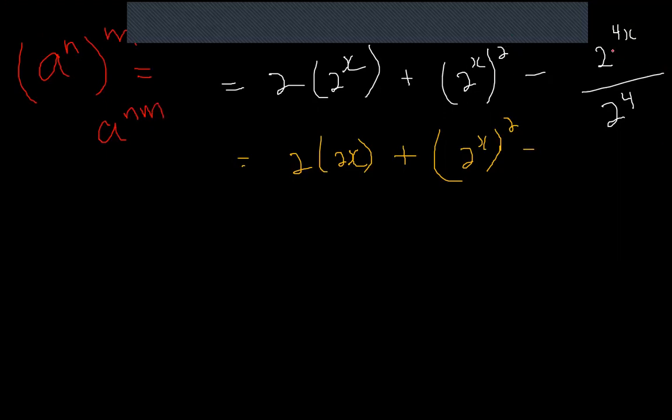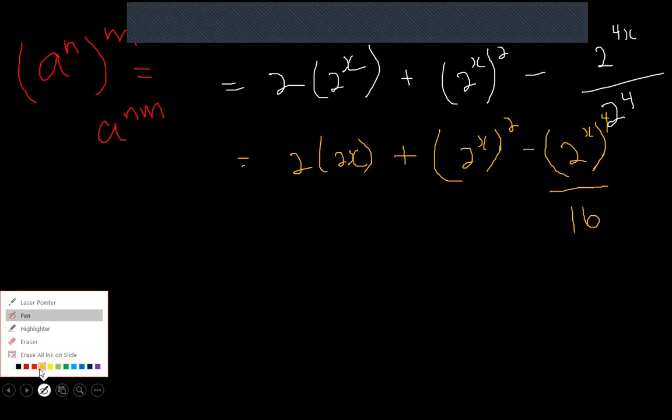So what can I say here? 2 to the power of 4x is the same as, right? I could say that 2 to the power of 4x is the same as 2 to the power of x, and this whole thing to the power of 4, according to this rule. 2 to the power of 4, that's 16. So instead of writing 2 to the power of 4 here, I could just write my 16.